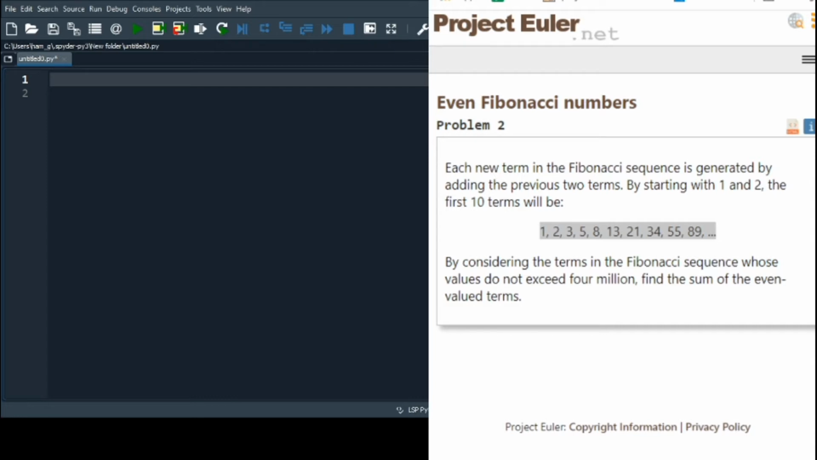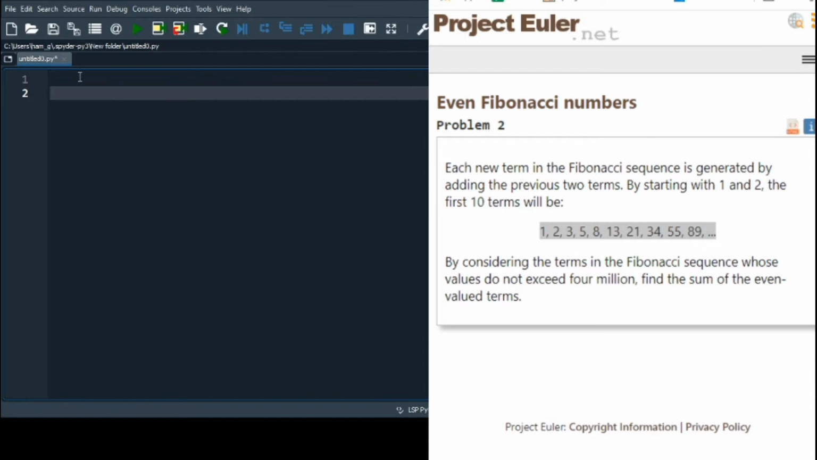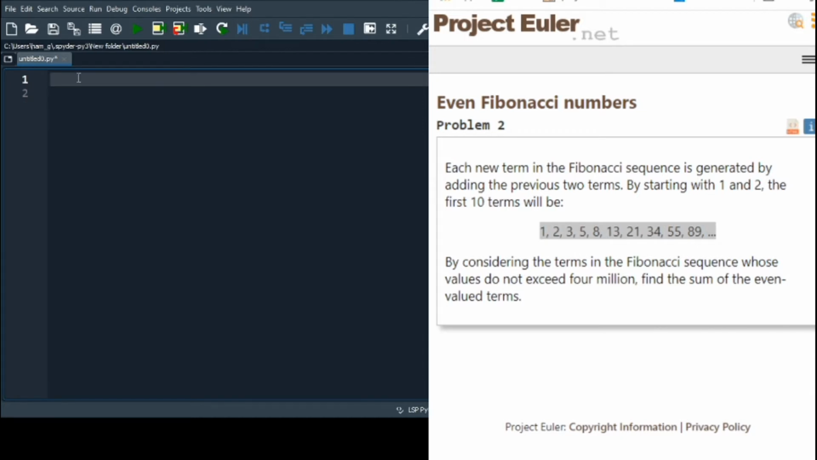Now, the Fibonacci sequence appears all the time in mathematics, and naturally it appears all the time in Project Euler. So we need to get to grips with some of the interesting little quirks of the sequence, and I'm going to show you two of them today. First, we'll go through a basic brute force solution to this problem, which is fairly simple.